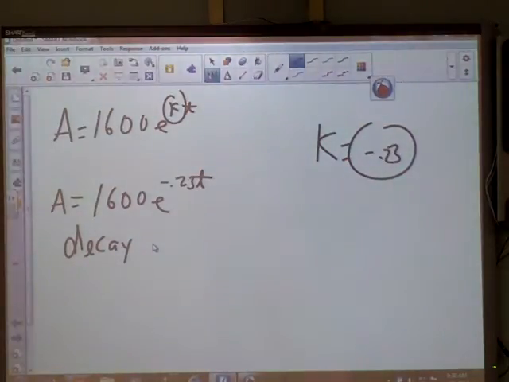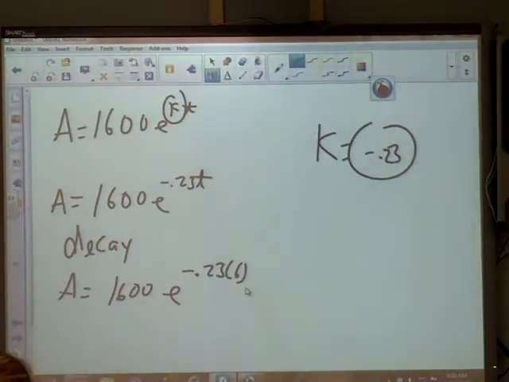Alright, then part C says, tell what will the population be 6 years from now. 6 years from now is your time. So you're plugging a 6 in for that T. So you would have A equals 1600 times E to the negative 0.23 times 6. It doesn't say what to round to, but you're talking about a species of bird. So you want a whole bird. To the whole bird, that would be 403 birds. Is that what y'all got? So you would round up?